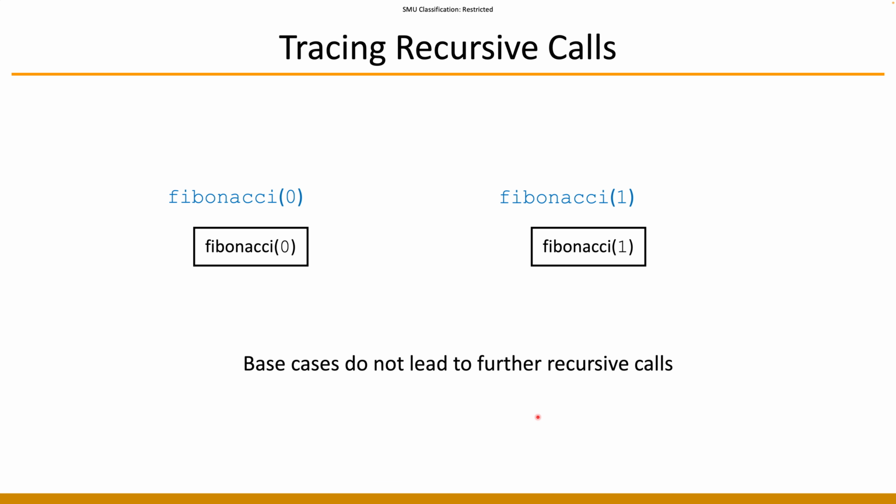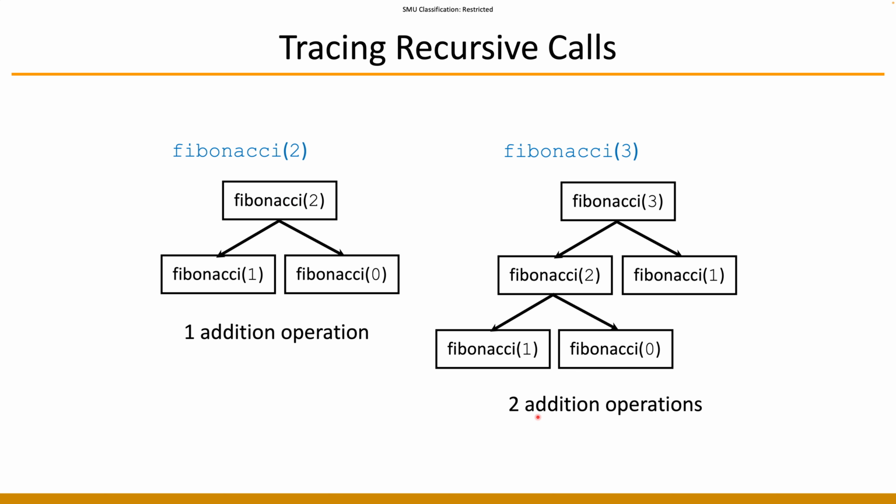We can see the issue when we begin to trace the program. For 0 and 1, of course, there's no recursive call. We are fine. And then we can try 2 and 3. Here we try to trace the number of additions. When you have 2, you have 1 addition. When you have 3, on the left-hand side, you have 1 addition, and after you get Fibonacci 2, it's combined with Fibonacci 1, so 2 additions.